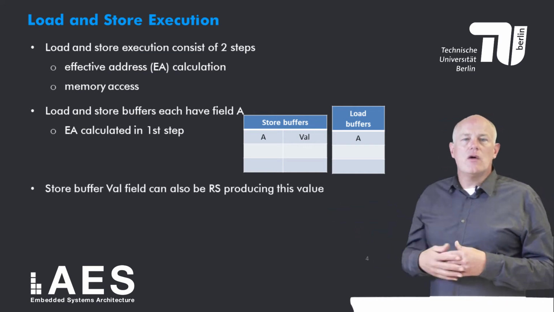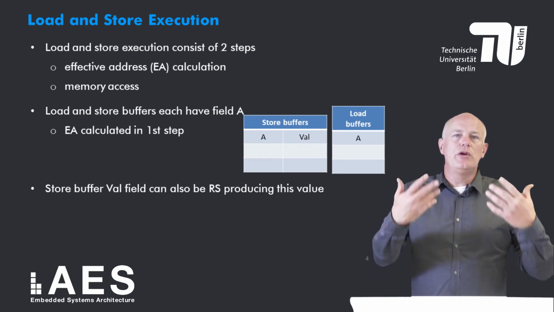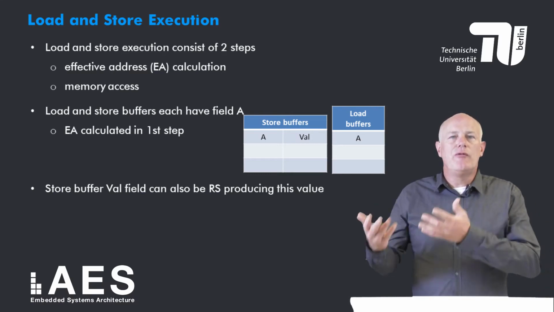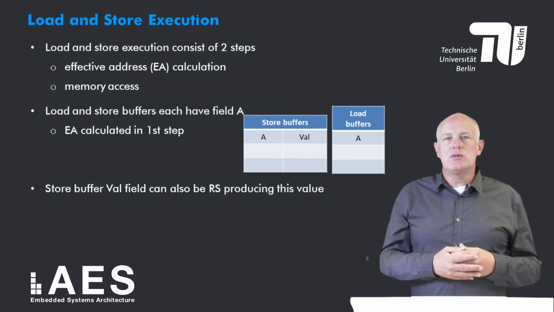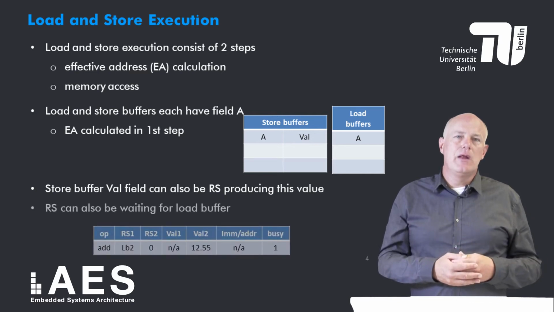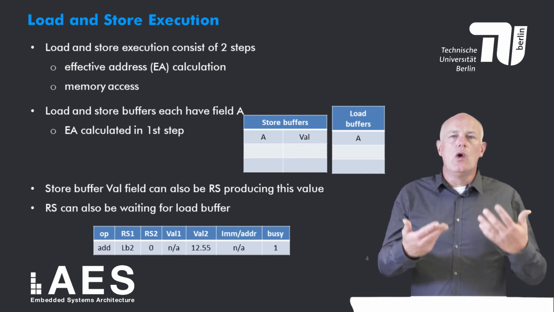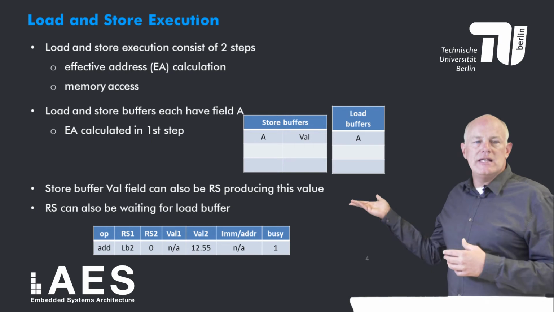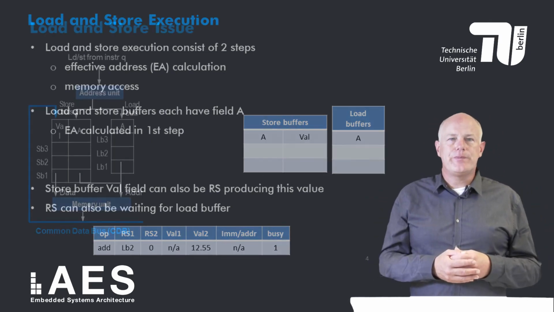The value field of a store buffer can also be the identifier of a reservation station that will produce the value to be stored. So a store can be placed in a store buffer before the value to be stored is available. For that reason, the common data bus was also connected to the store buffers in the figure on the previous slide. Finally, I remark that a reservation station can also be waiting on a load buffer in addition to other reservation stations. For instance, in this example, the reservation station is waiting on load buffer 2.